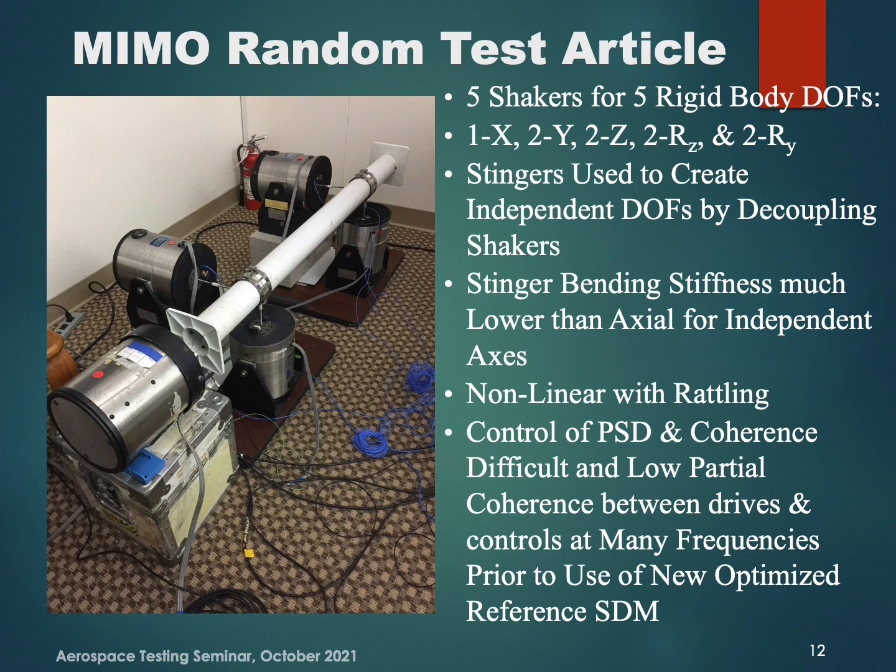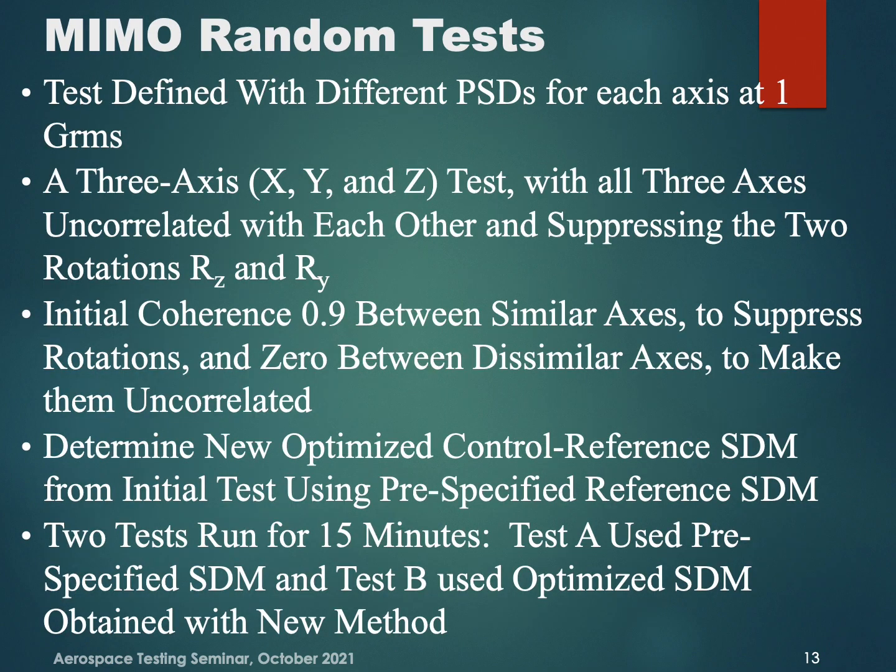It's beset with nonlinearity and rattling, as well as loosening of couplings, effects that make it difficult to control PSDs and coherence. And also we see low partial coherence between drives and controls at many frequencies when we don't use the newly developed optimized reference spectral density matrix. To illustrate this, we defined 2 tests identically, where one ran with the optimized reference and one did not.